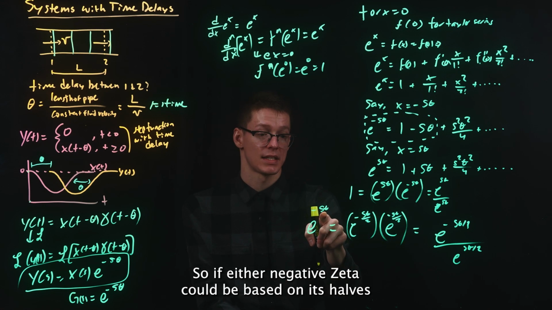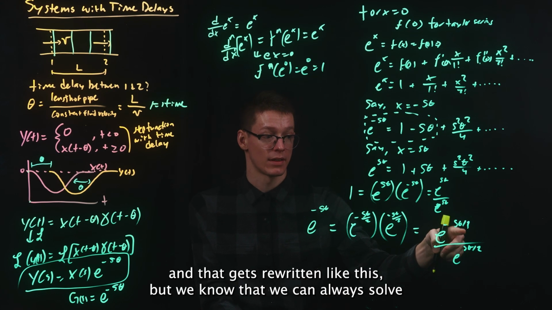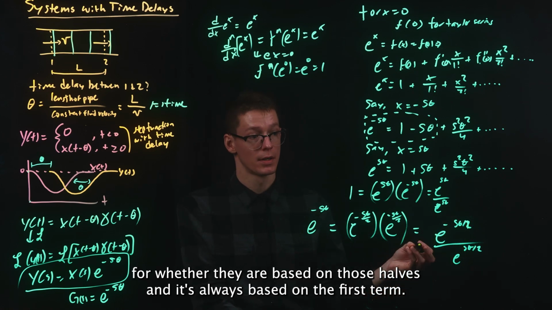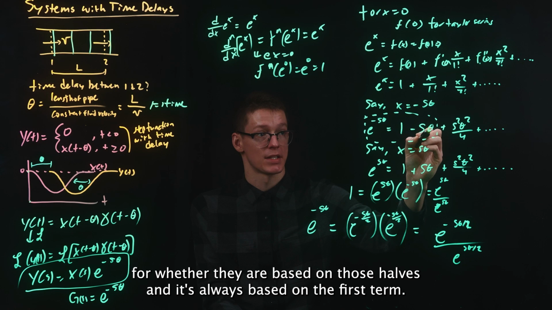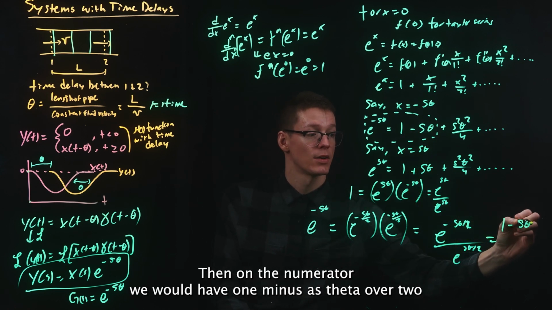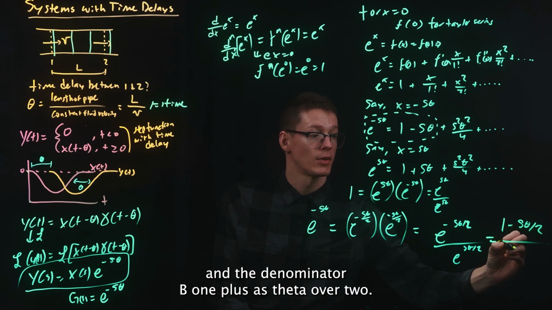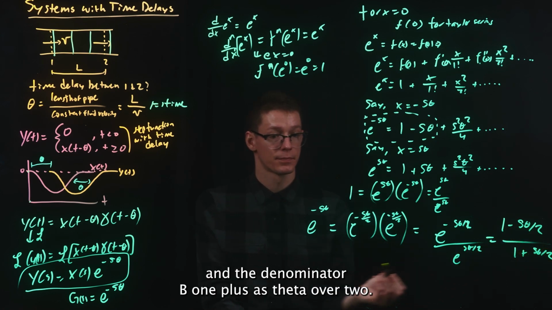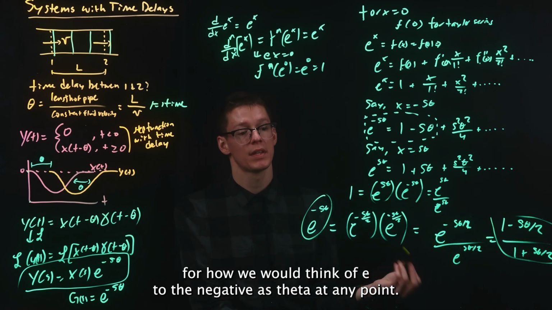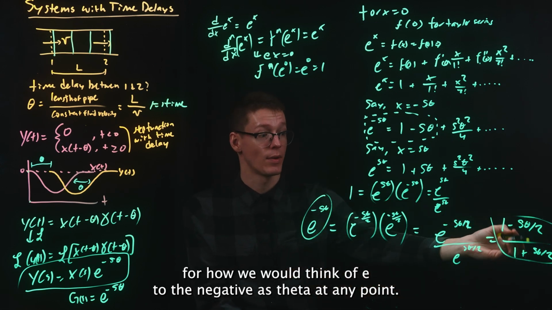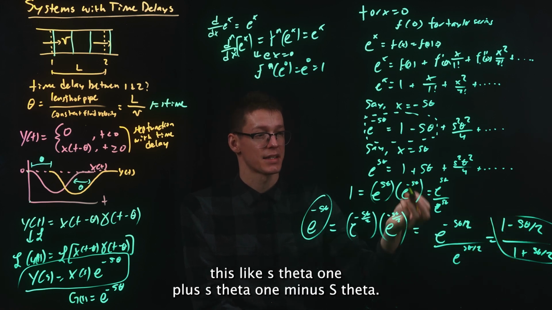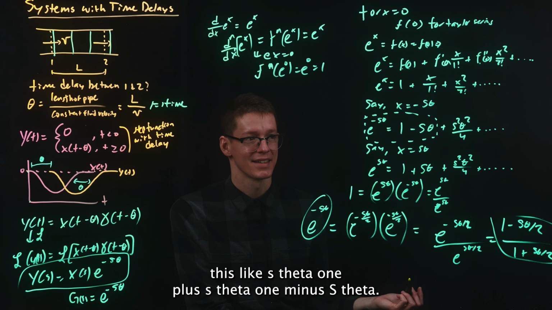So e to the negative s theta could be based on its halves, and that gets rewritten like this. But we know that we can always solve for where there's r based on those halves, and it's always based on the first term, then on the numerator we would have 1 minus s theta over 2, and the denominator would be 1 plus s theta over 2. And this then becomes its own approximation for how we would think of e to the negative s theta at any point. And notice that we're starting to get into an idea of 1 plus s theta, 1 minus s theta.